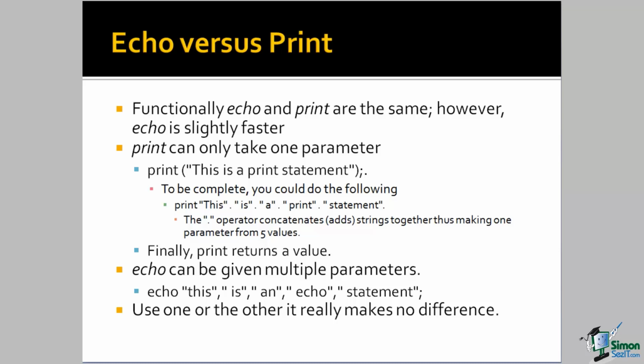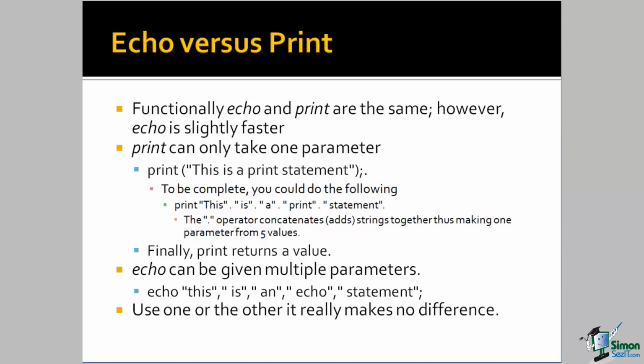And so in the little code snippet here where I say print, this is a print statement in a single string, is the limit for the print command. You must give it a single parameter. But the echo command, I can give it a set of strings. So echo, this is an echo statement, is actually passed to the echo command as 5 separate strings delineated by commas. And the echo command interprets this and spits out the single output, this is an echo statement.